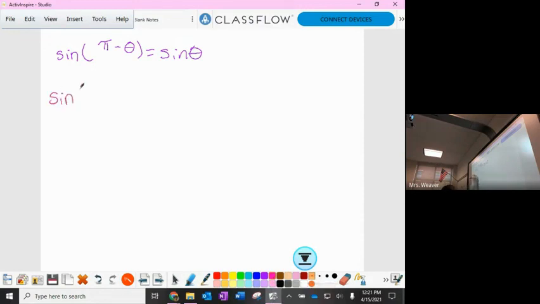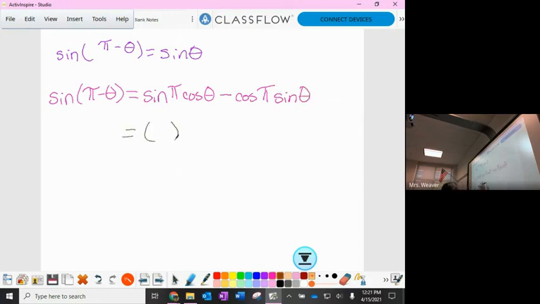So sine of pi minus theta is the sine of the difference of two angles. That's going to equal sine of the first, cosine of the second, and when the word changes, the sign stays the same. So it'll be minus cosine of the first, sine of the second. We can find the sine of pi, but we can't find the cosine of theta because we don't know what theta is, so it'll stay cosine theta. We can find the cosine of pi, but we can't find the sine of theta.